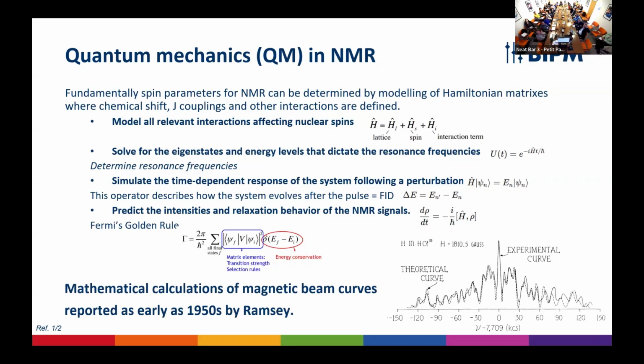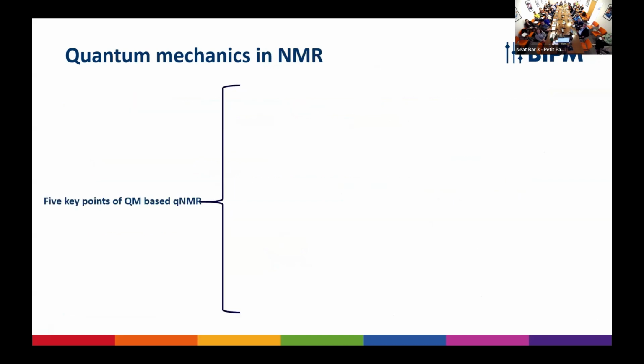And this has been done not specifically in NMR, but in magnetic beam curves as early as the 1950s, where a theoretical curve was being compared to experimental. Here, for a very simple model for hydrogen and hydrochloric acid, from the mathematical derivation they could get quite reasonable matching of the experimental curve to the theoretical curve in a magnetic beam experiment.